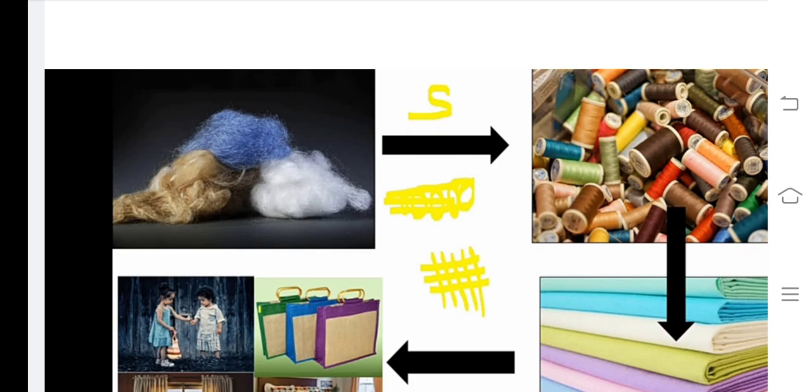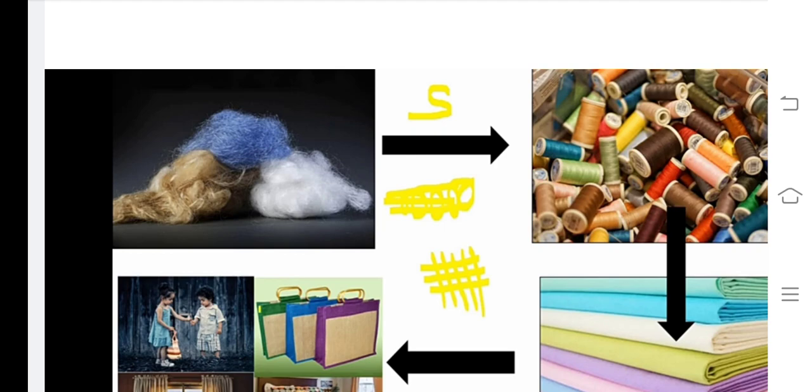The fibers are converted into yarn. Already I have studied in 6th standard. The process of conversion of fibers into yarn is called spinning. Have you heard the name of spinning? Spinning means what? We are getting yarn from fibers. That means conversion of fibers into yarn.